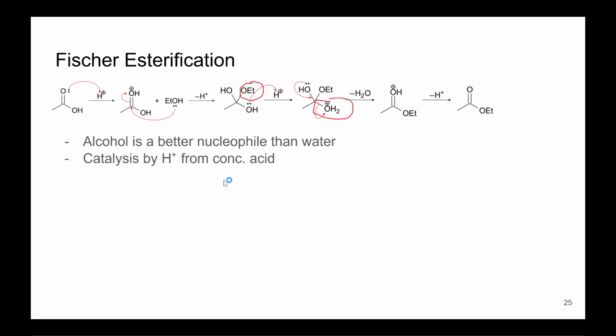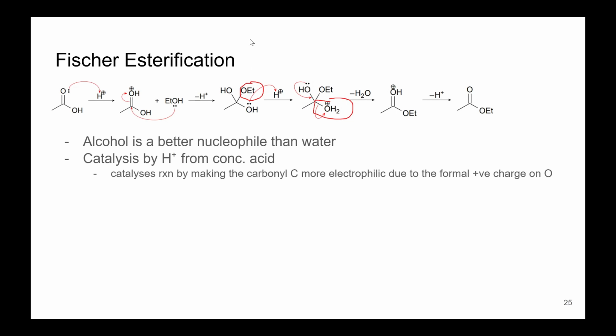This entire reaction is also catalyzed by H plus from concentrated acid. If you have a lot of water present in the reaction mixture, then the water molecule might attack the carbonyl carbon instead, causing the yield of the reaction to be lowered. Because of that, it might attack your ester product, causing it to be converted back into a carboxylic acid, and you don't want that. So you can't carry out this reaction in plenty of water. You usually use concentrated acid.